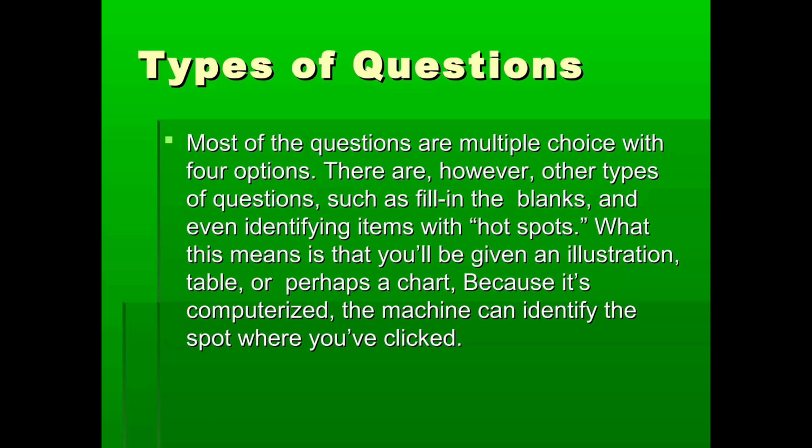Next, let's look at what are the types of questions that are always asked. Okay, so the most common types of questions are always multiple choice with 4 options. However, there are other types of questions, such as fill in the blanks and even identifying items with hotspots. What does this mean? You might be given some sort of illustration, a table, or even a chart, because it's always computerized, the machine can identify the spot where you clicked. But the most common ones are always the multiple choice questions with 4 options, though you can also get others.